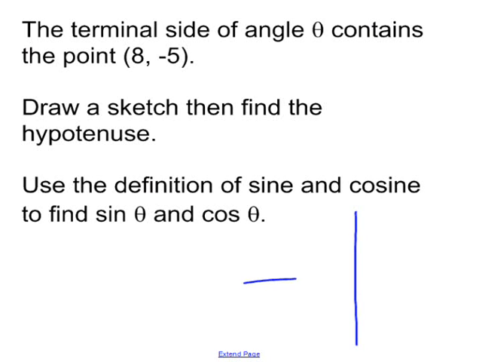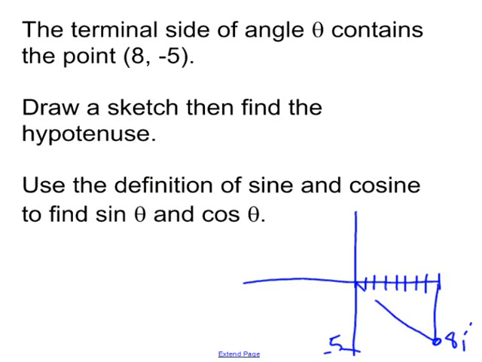If I looked at my graph and I went out 1, 2, 3, 4, 5, 6, 7, 8, and down 1, 2, 3, 4, 5, I went down a little further than 5, but let's just say this is 5. All right, so this point is positive 8, negative 5.